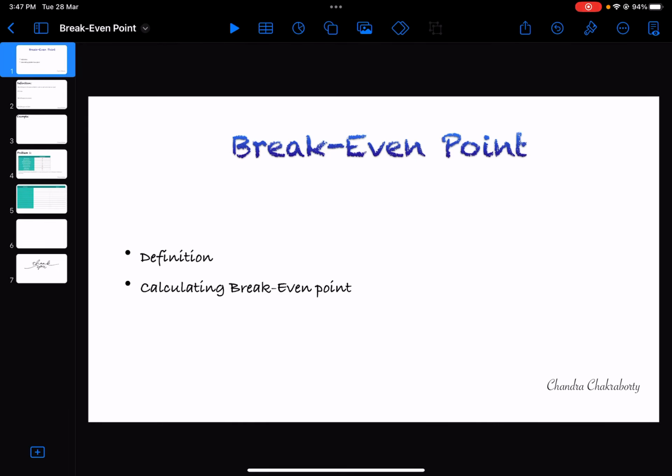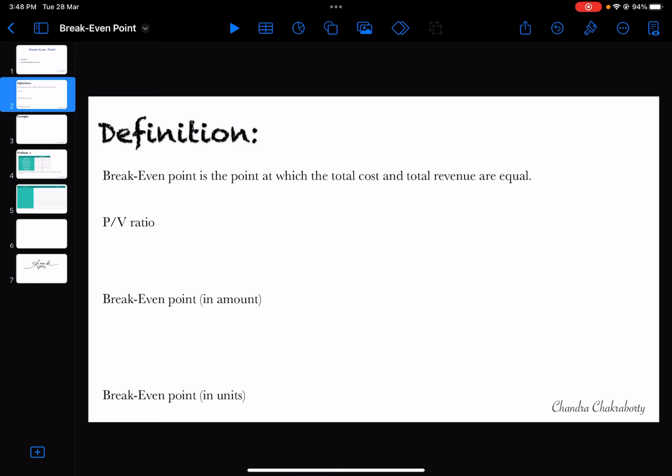So in this video, we are going to learn about break-even point. First, we will understand what is the meaning of break-even point. And next, we will learn how to calculate the break-even point using a few examples and a question. All right, so without any further ado, let's understand what is break-even point.